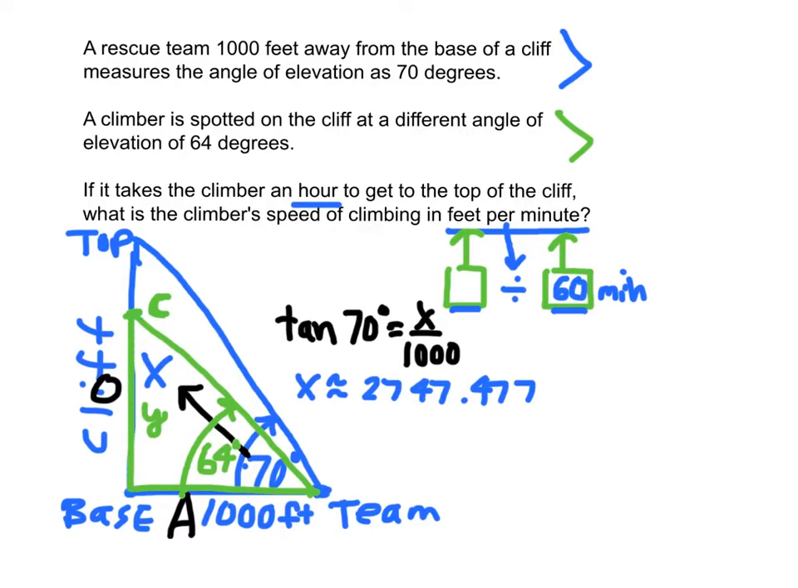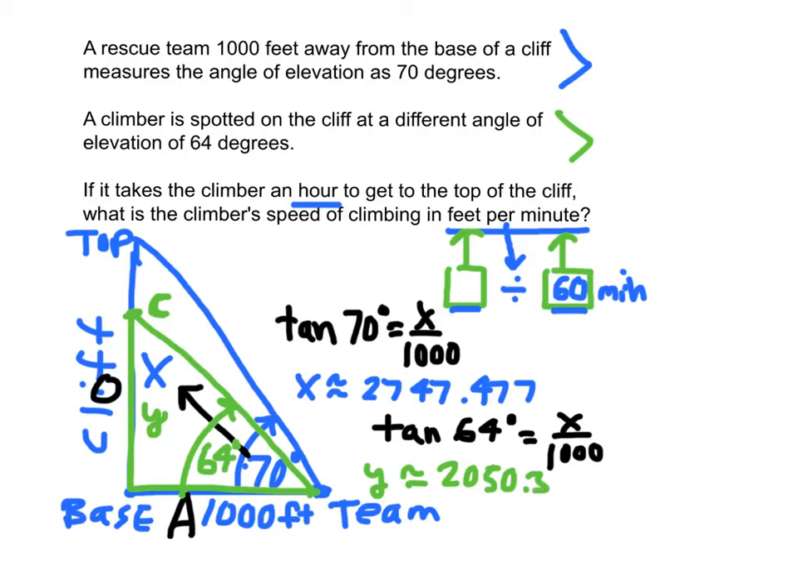And we can figure that out by using SOHCAHTOA. In this particular question, it's exactly the same as the calculation we just did, except a different degree. We're still looking for an opposite side, and the adjacent side is still 1,000. So it's exactly the same, except for a different angle measurement. So I can cross multiply to find out that that green distance, y, is about 2,050.304 feet.